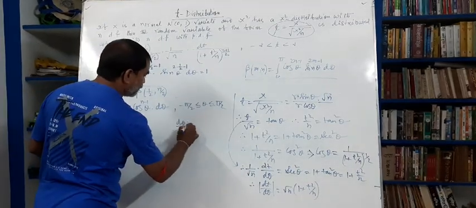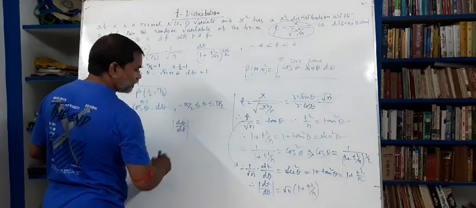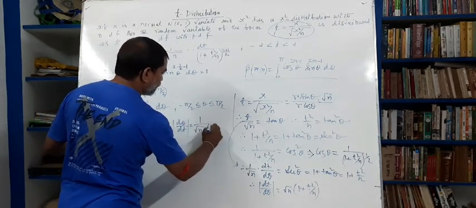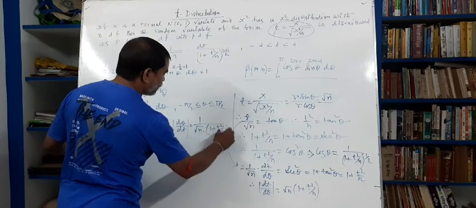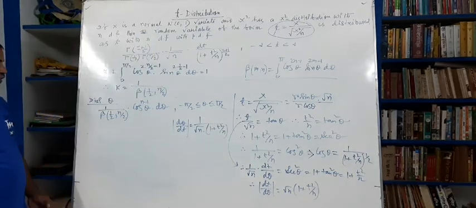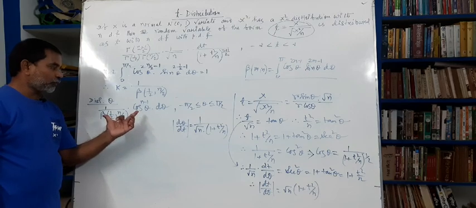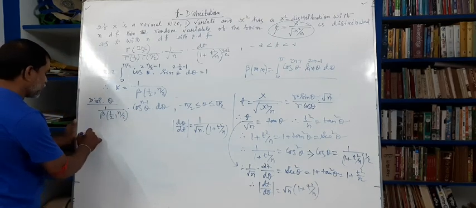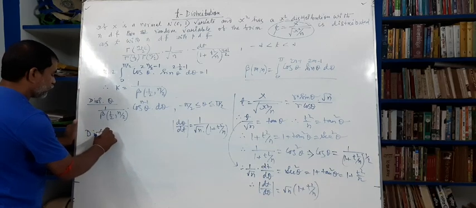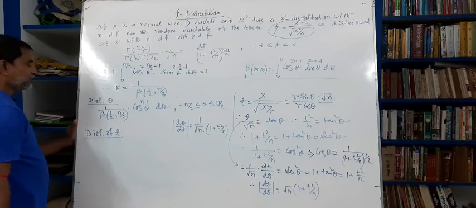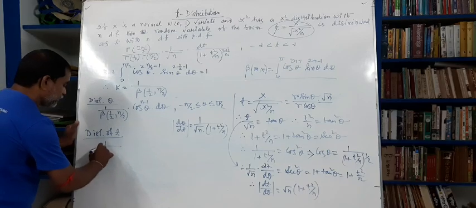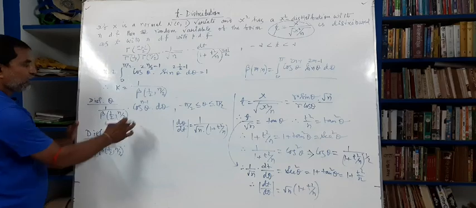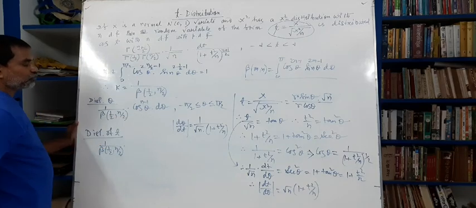d theta dt, modulus of d theta dt equal to 1 by root n into 1 plus t square by n. So the distribution of theta can be written as the distribution of t, that is 1 divided by beta of half comma n by 2 cos to the power n minus 1 theta.